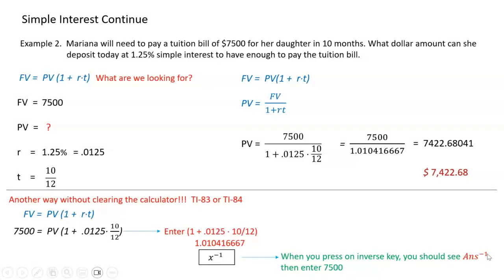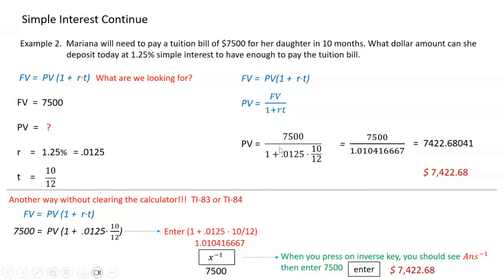So you're going to hit that key, right? And then you should see Answer to the -1, right? And then you're going to enter the 7,500. And then this is your result. You see, you get the same thing. I believe if you do it this way, it's much more student friendly than how I explained it to you guys on the top.